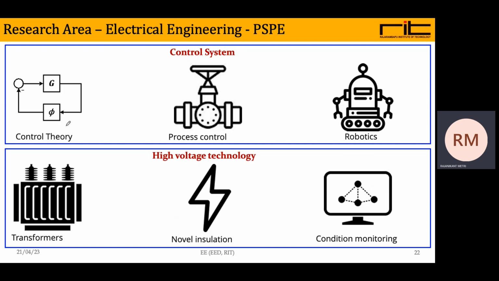Then in the control system, one can pursue research in control theory in terms of theoretical concepts, or one can apply the control system principles in process controls or manufacturing, even in the robotics field. Then in the high voltage technologies, transformers are very important to step up or step down. Then insulations, then condition monitoring is another important thing. Also here in the control system, we can see automation and control is one area where one can take up a research problem.